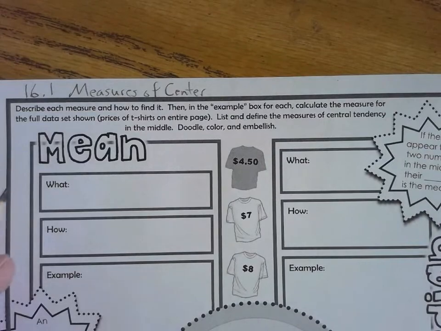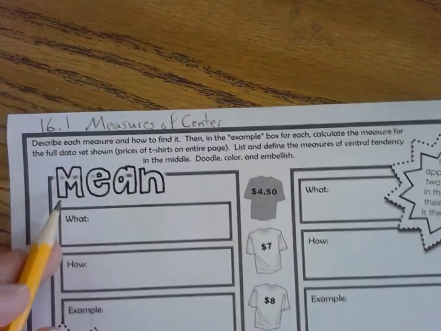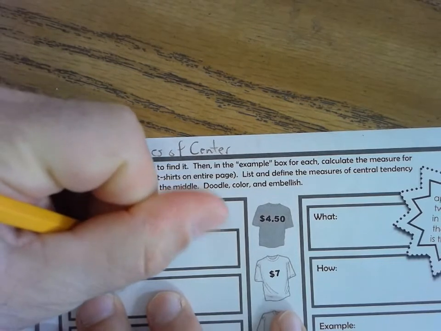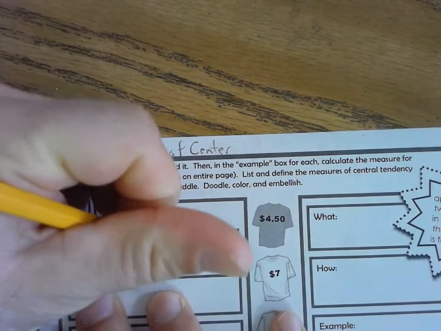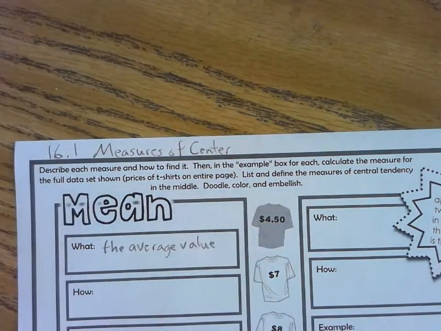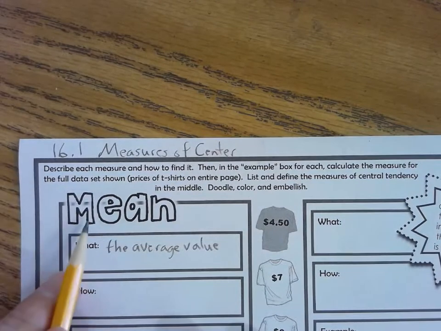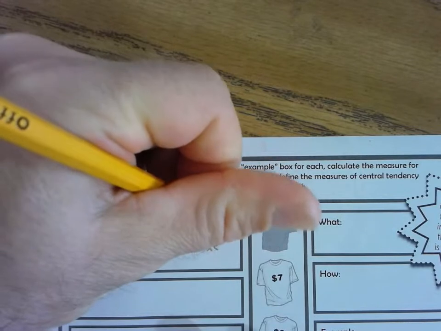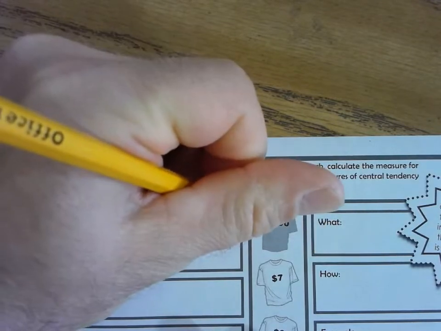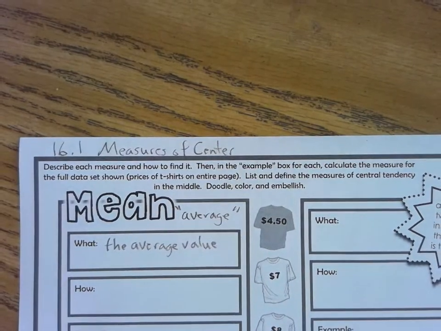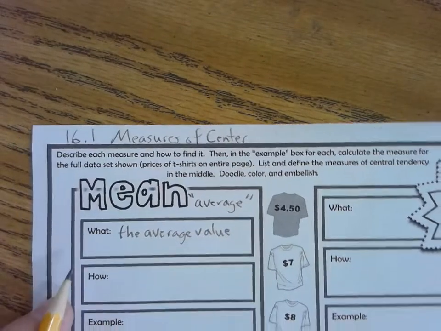All right, so first one, the mean. What is the mean? The mean is the average value. Okay? So when you see the word mean, you need to think average. So remember, average. All right? So how do you find the mean?